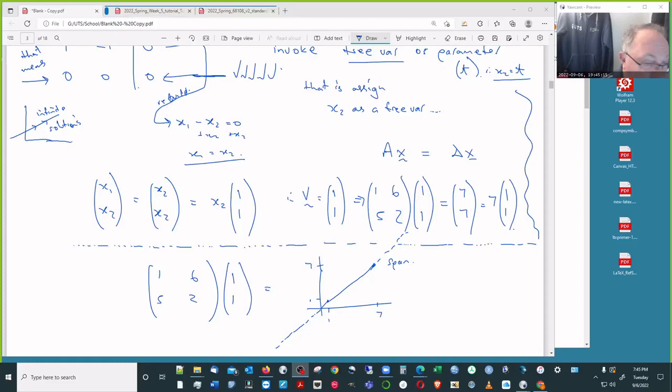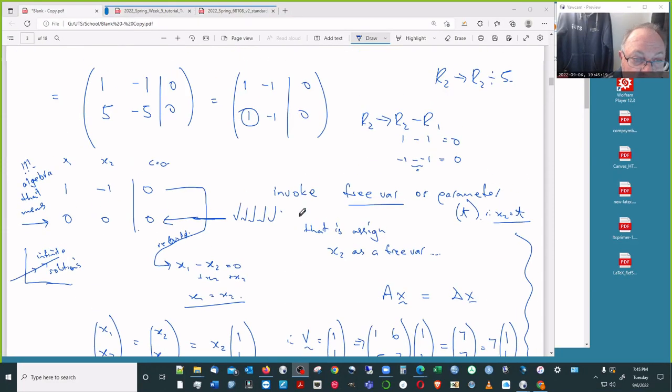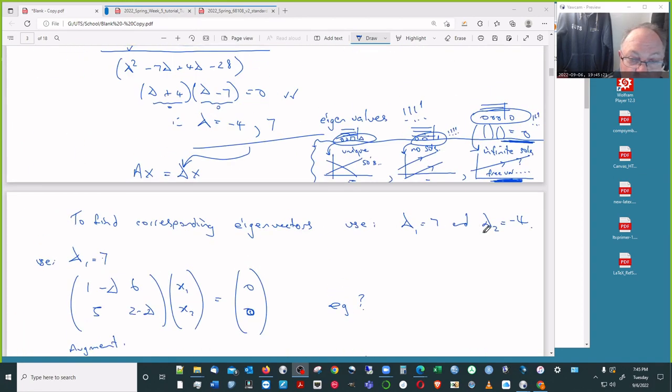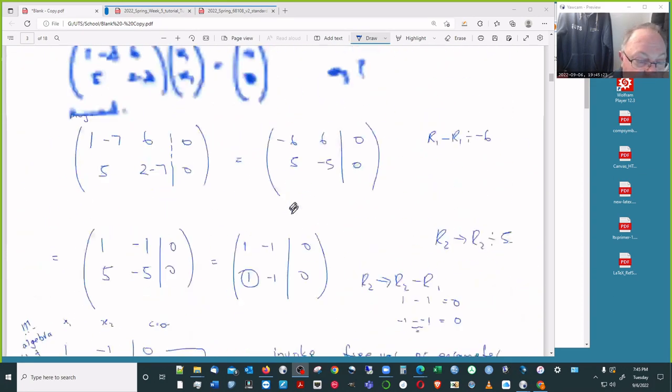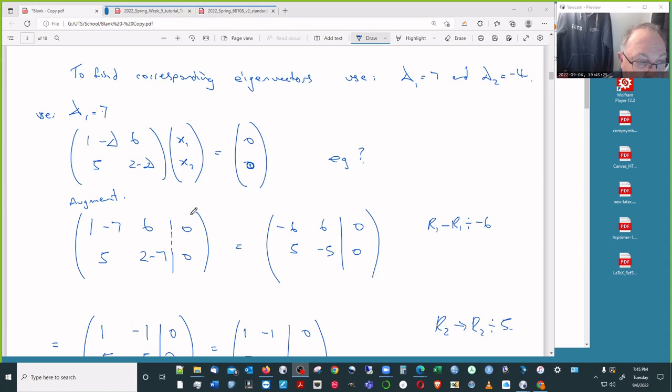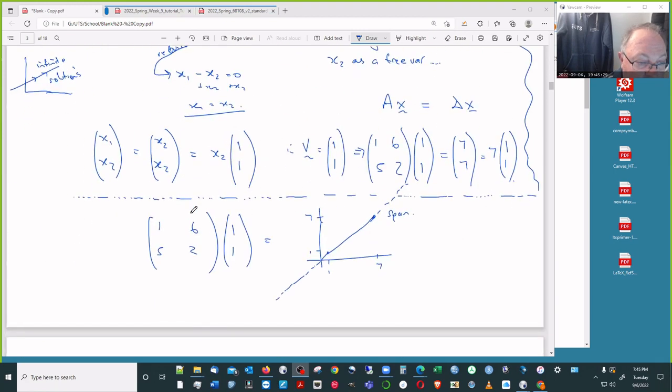All right. So what we'll do is we'll do the other eigenvector, which was what? -4. So we're going to repeat this process again. Okay, use lambda 2, minus 4.